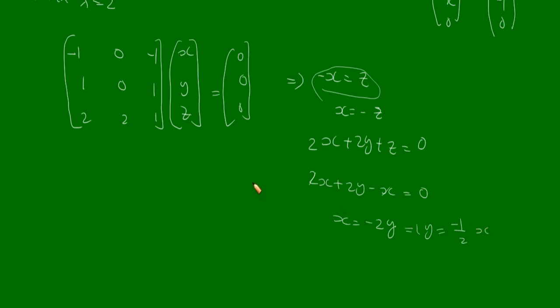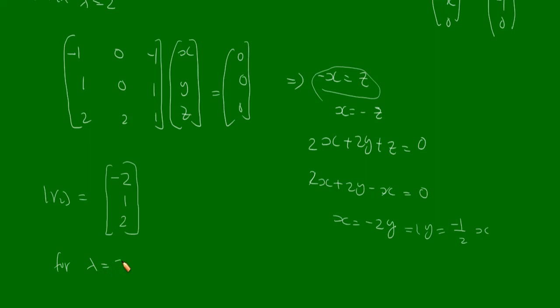So I can choose the second eigenvector R2 as, let us take x equal to minus 2, then y will be minus 1 by 2 x, so this will be 1, and z will be equal to 2. So this is the second eigenvector corresponding to lambda equal to 2. Now let us consider the eigenvector corresponding to lambda equal to 3.